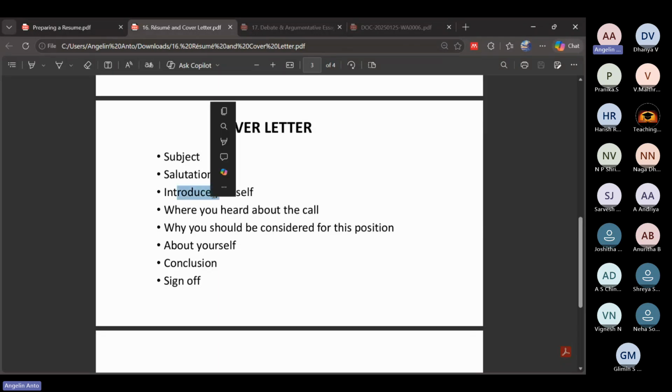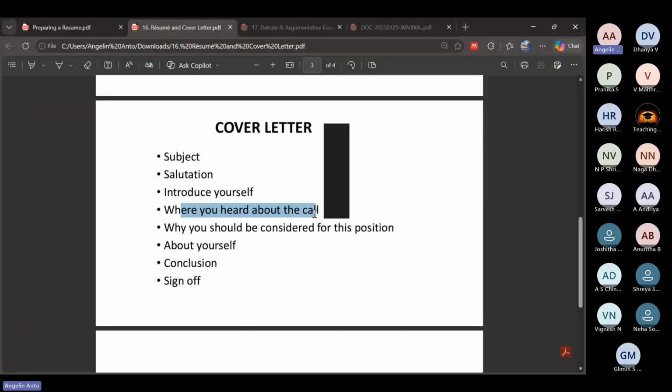Introduce yourself, very important. So I am this person, ABC or whatever question you're given. I am so and so from this organization or this school or this university, and I'm looking to apply to whatever position you're given. And then you need to talk about where you heard the call. While this information isn't related to your resume, this is related to their information gathering of sorts. So you'll talk about where you heard the advertisement. Okay, I saw this advertisement in the paper, I got an email, I saw this on Instagram, something like that.